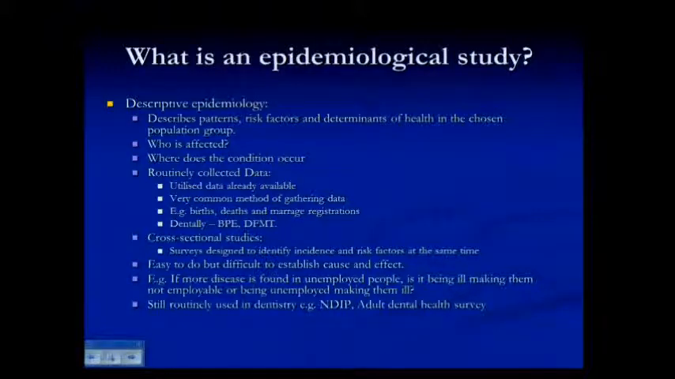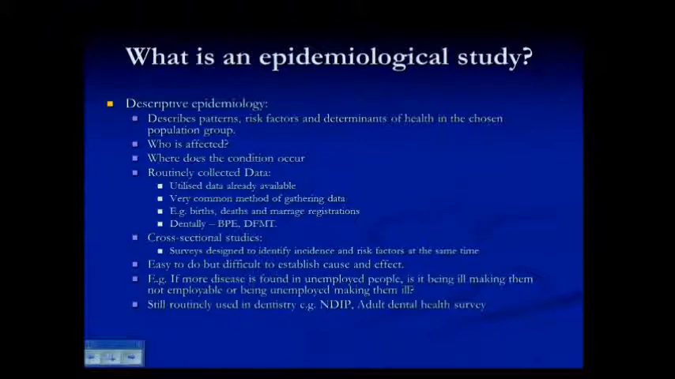So we can initially split it into two different groups. We have descriptive epidemiology and then we have analytical epidemiology. So descriptive, as the name might suggest, is just describing patterns and risk factors in the population group. It's not maybe exploring them and explaining them, it's just telling us about them. It tells us who's affected by disease and where the condition occurs, as well as possibly how often.